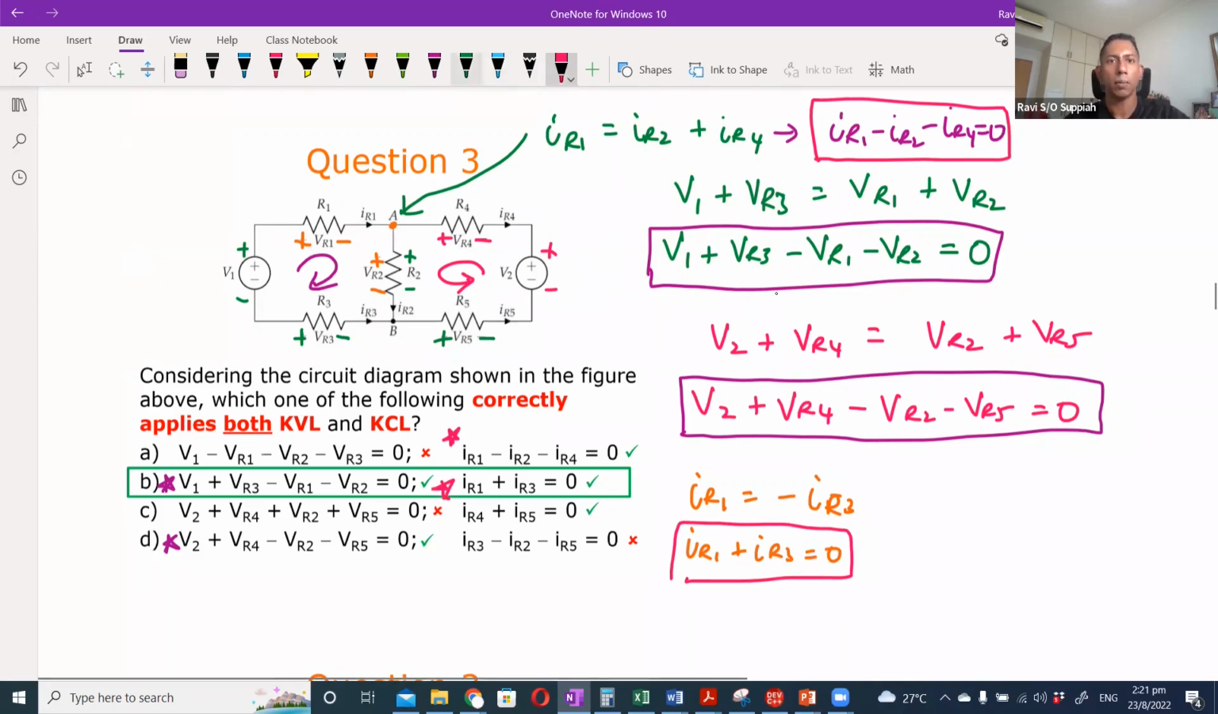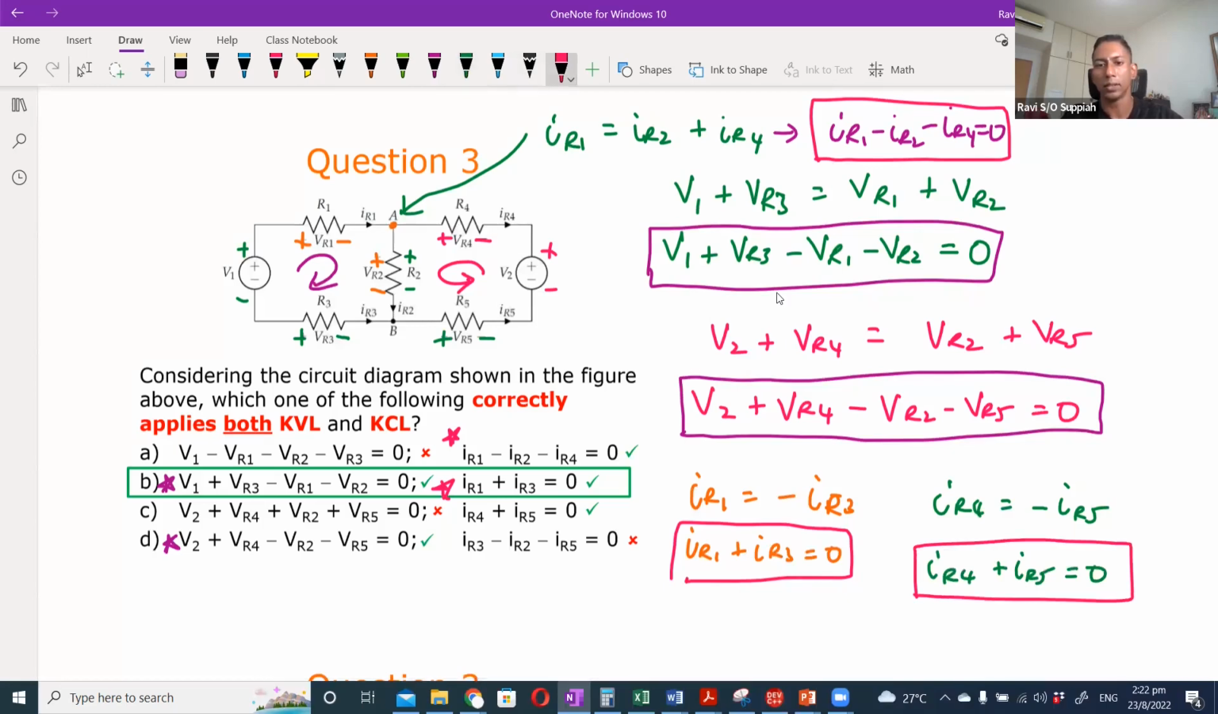The same thing applies to IR4 and IR5. Both are on the same branch, which means they have the same magnitude but are in the opposite direction. So IR4 equals negative IR5. Again, IR4 plus IR5 equals 0.